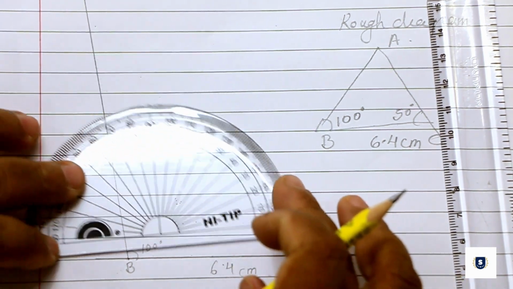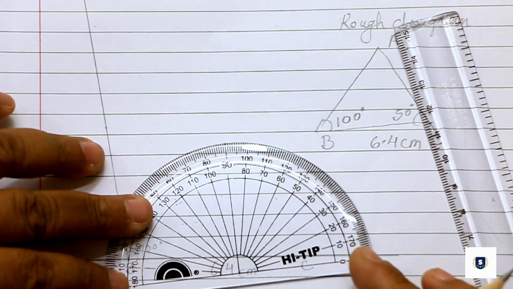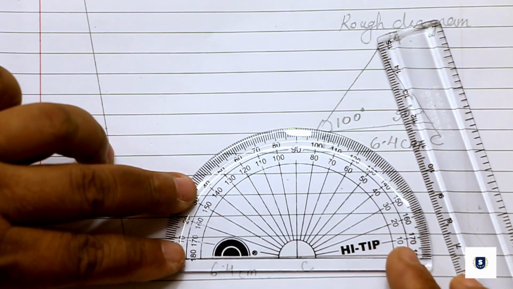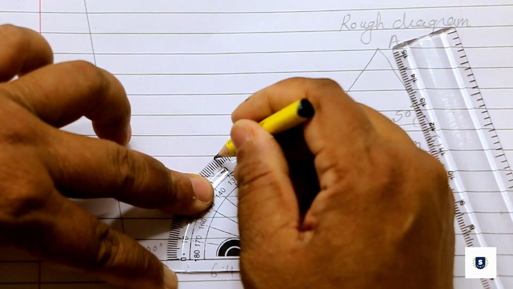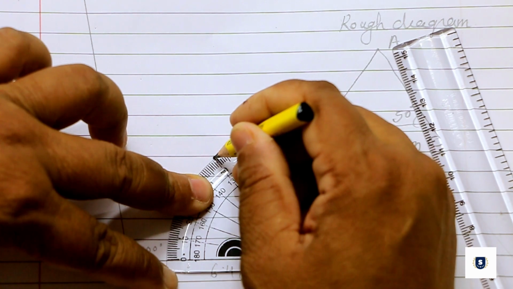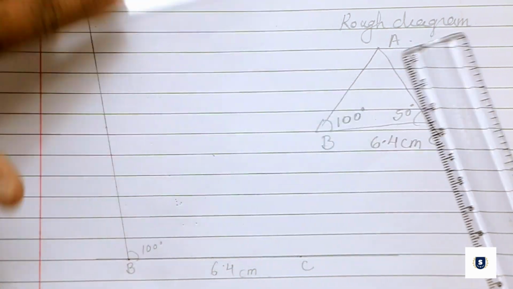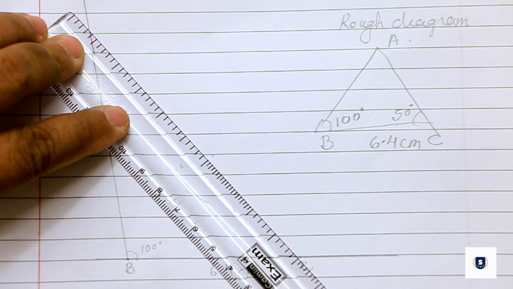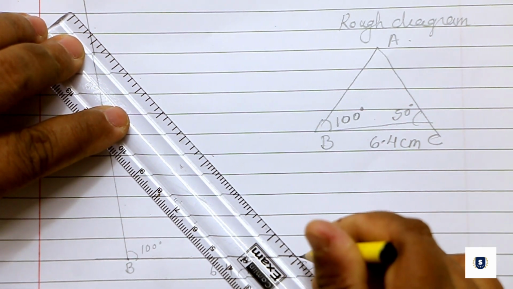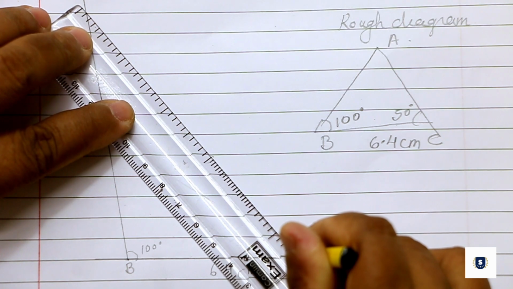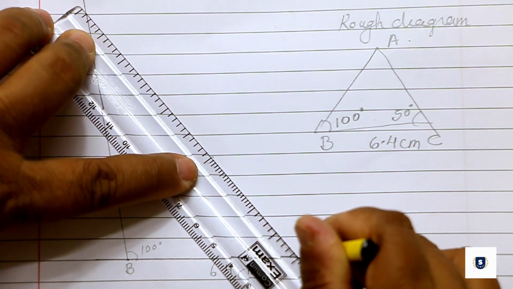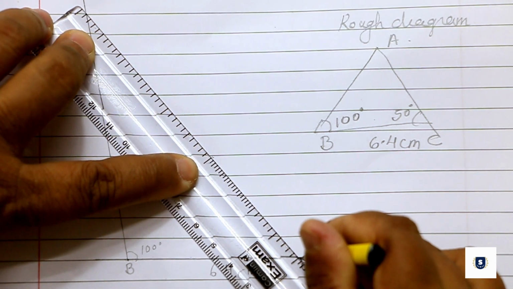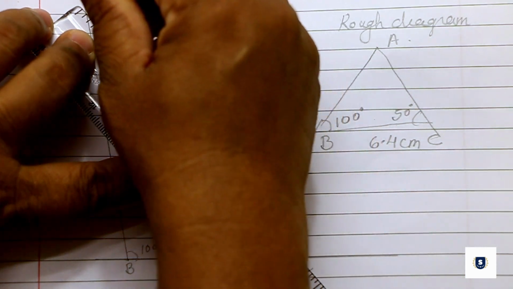Now at point C you will have to take 50 degree. This is your 50 degree. Now join these 2 points, C and the marked point which is 50 degree, and extend that line.